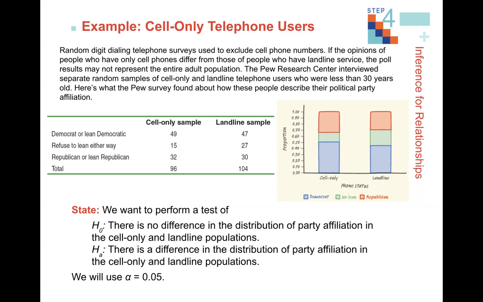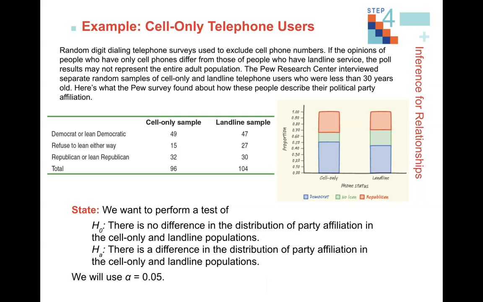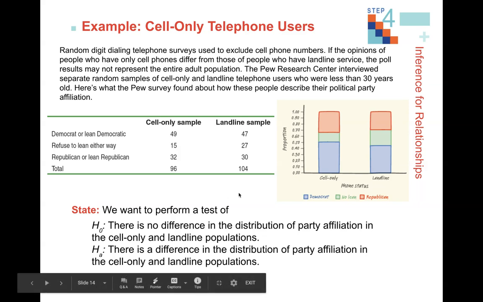Now, the only thing that this is missing is that there's no mu or p or anything like this. So we're using words here. If we have proportions, then we have to define those parameters. But in this case, we're just using words.